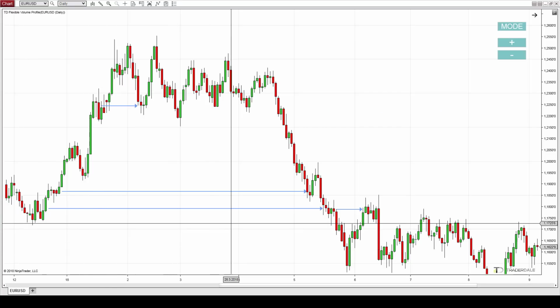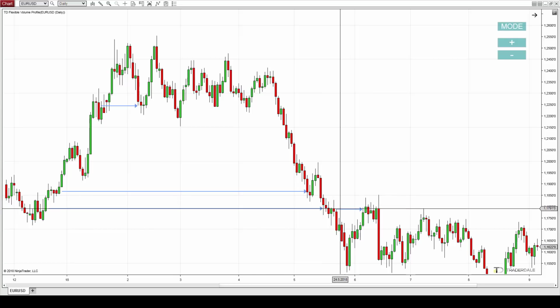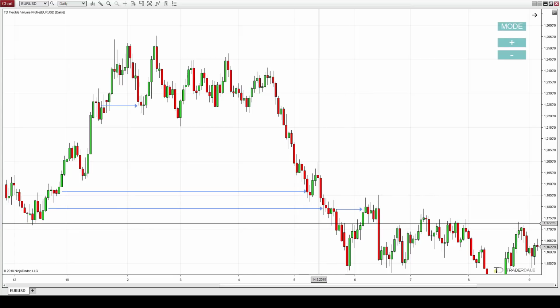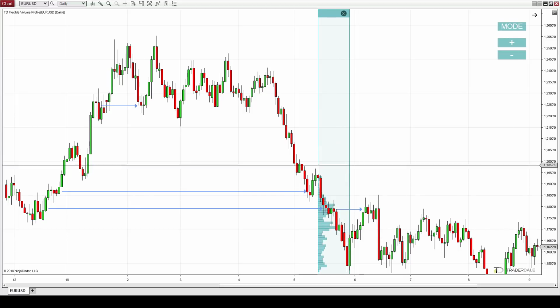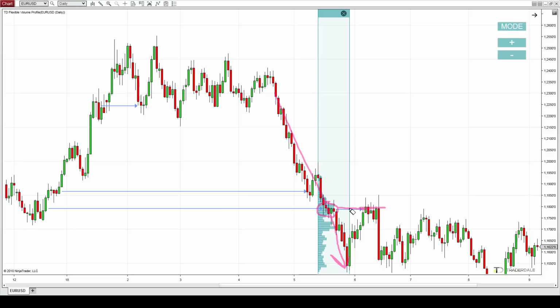Alright, so back again to the euro dollar chart. This is the short level I spoke of at 1.1787. The level was based on the volume cluster created within the downtrend. It was again the trend setup. This is the volume cluster. This was the short level, and this was the nice reaction to the level. Alright, so this was the 1.1787 level.